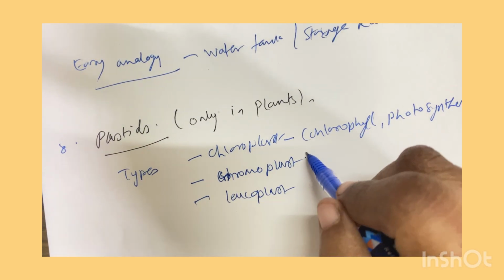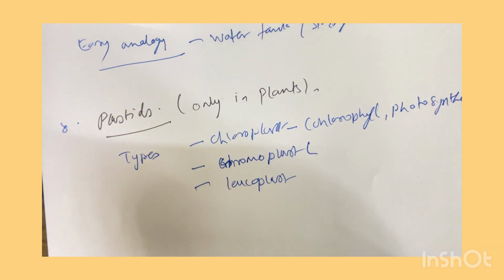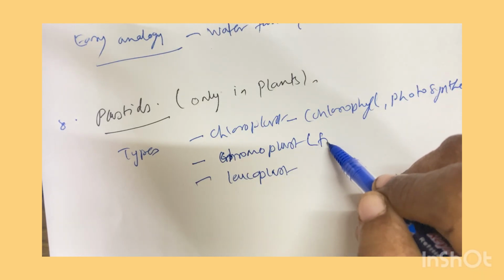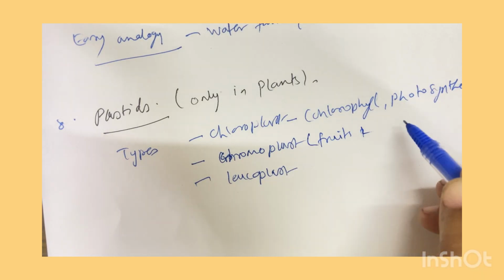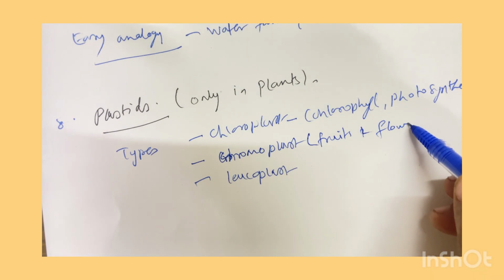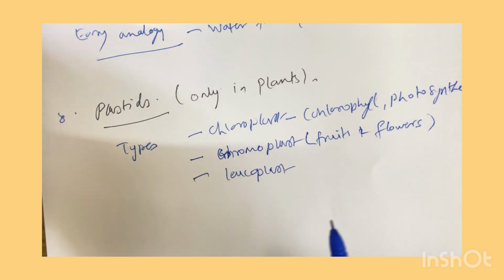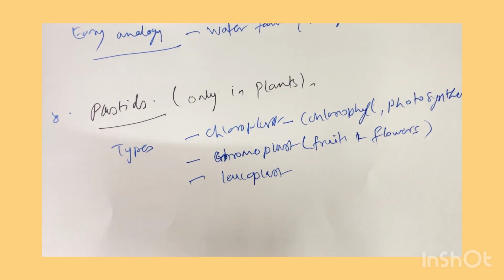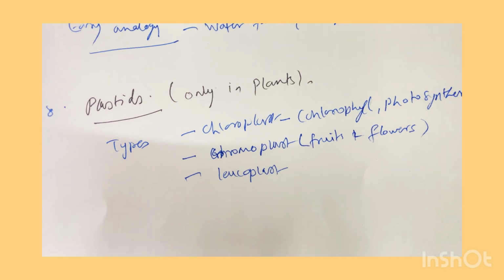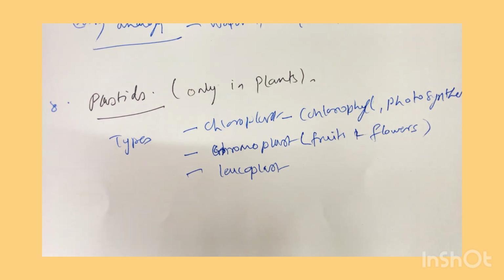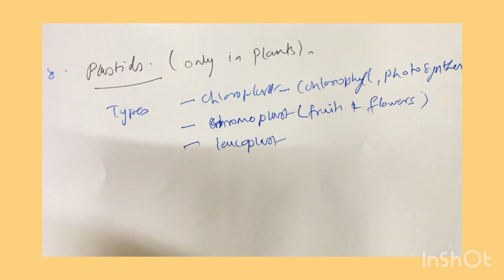Chromoplast, any idea what its function is? It gives color to many fruits and flowers. We have beautiful colored fruits and flowers, isn't it? So these colors come from chromoplast, and this chromoplast has pigments of the respective colors of the fruits and flowers.